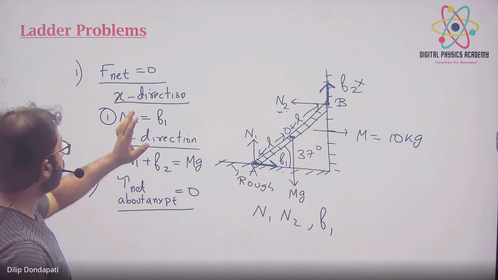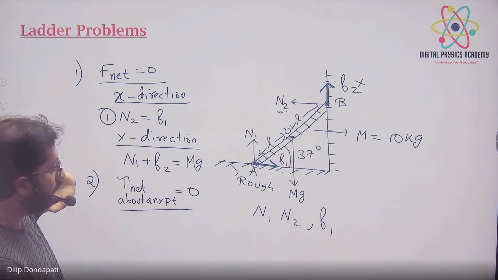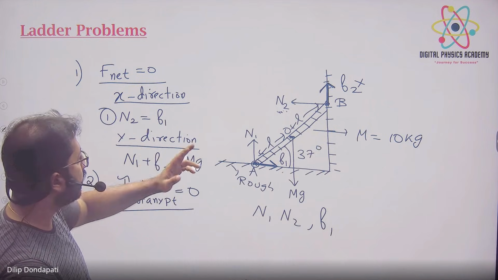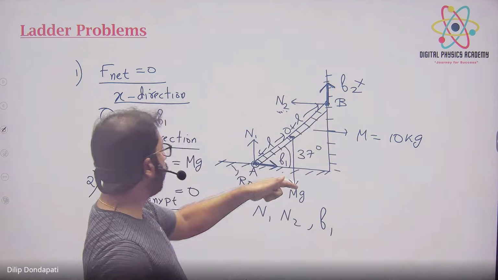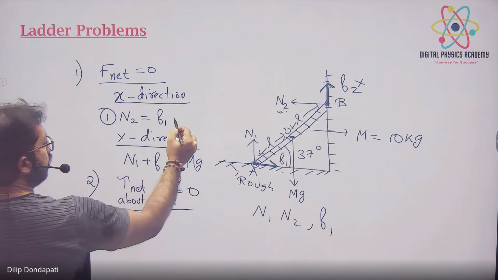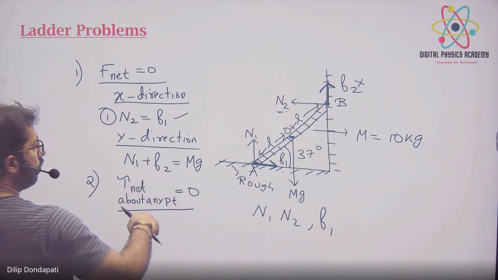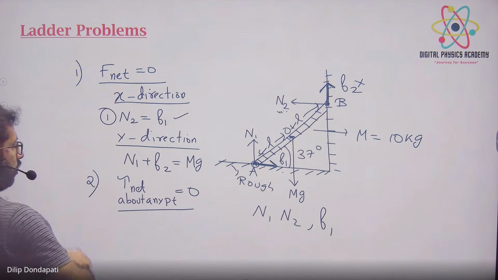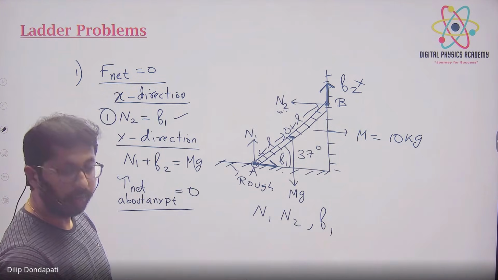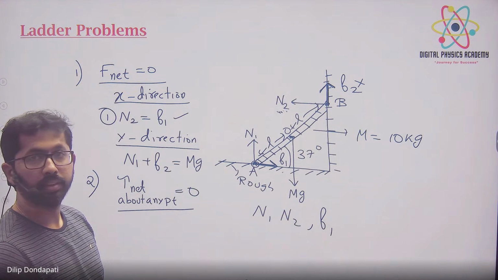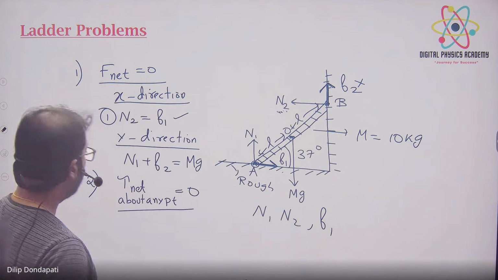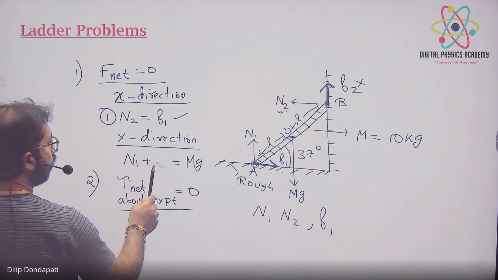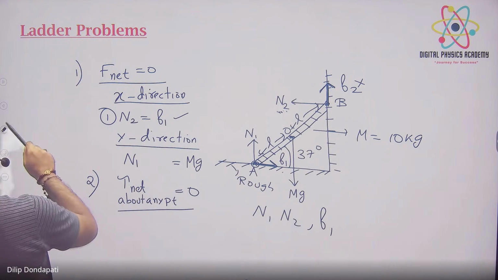First one step क्या है? X direction का force लगाओ. X direction में, Y direction में लगाओ. X direction में what are the forces? N2 is equal to F1, right? N2 is equal to F1. And upward force. तो इधर F2 नहीं रहेगा ना, so N1 equal to N2. So N1 आ जाएगा.